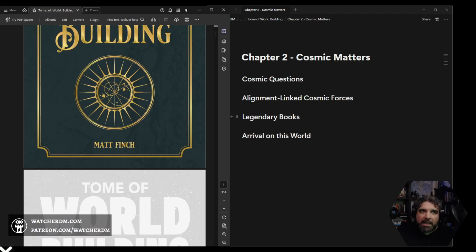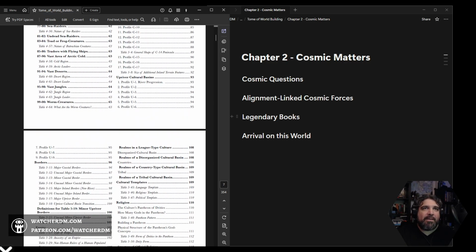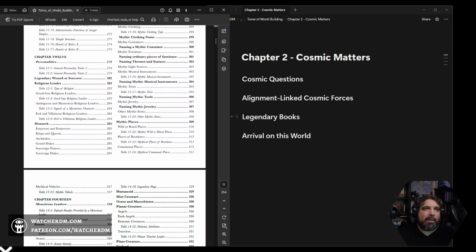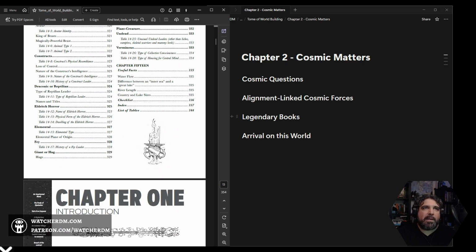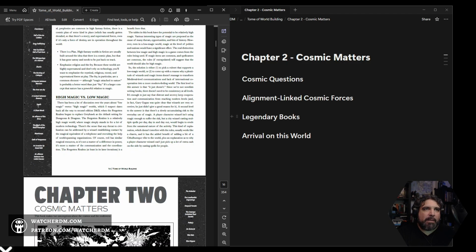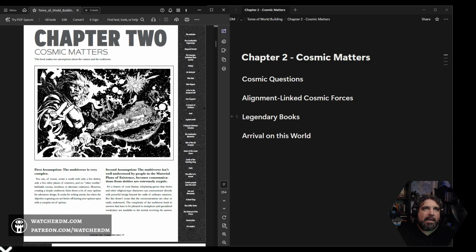In the last video, I actually literally read most of the introduction. This is how big this book is, by the way: 344 pages. So we did chapter 1 already. Chapter 1 was pretty brief, and it just went through the different types of fantasy that this book is designed to support. And we're going to dig into chapter 2, Cosmic Matters. We're going to try to do this whole thing in one video.